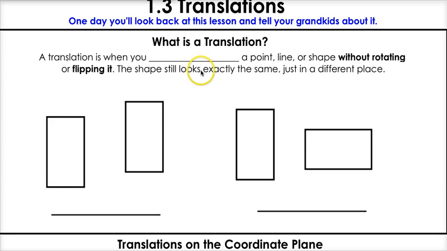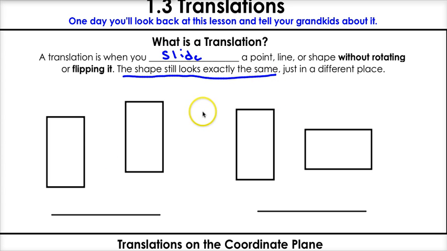We're going to be talking all about translations. This is one of the 4 types of transformations that we talked about in the last lesson, but we're going deeper this time. So what is a translation? A translation is when you slide a point, line, or shape without rotating or flipping it. The shape still looks exactly the same. It's just moved to a different place.